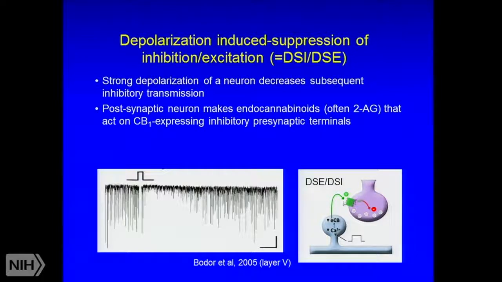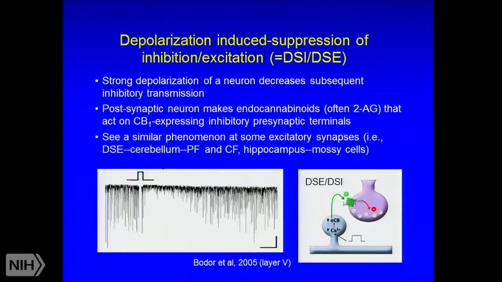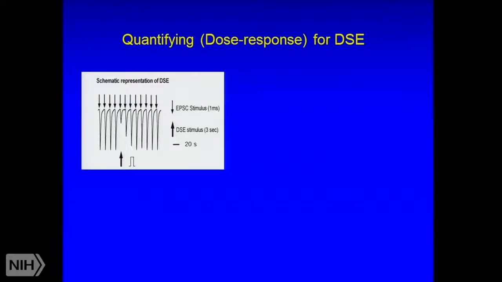Depolarization of the postsynaptic neuron increases intracellular calcium, leading to the synthesis of endocannabinoids, 2-AG primarily, which diffuses retrogradely and activates cannabinoid receptors to inhibit the probability of release. And this also occurs at excitatory synapses, where it's called DSE. So this is another way of conceptualizing DSE.